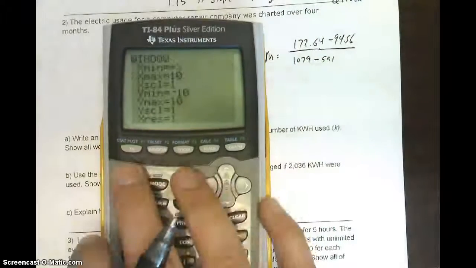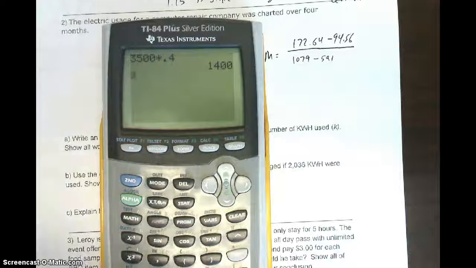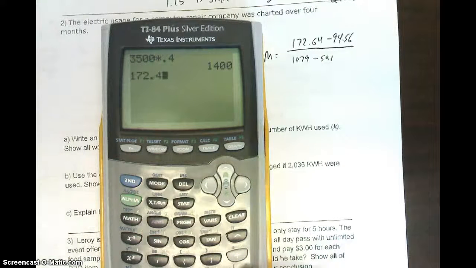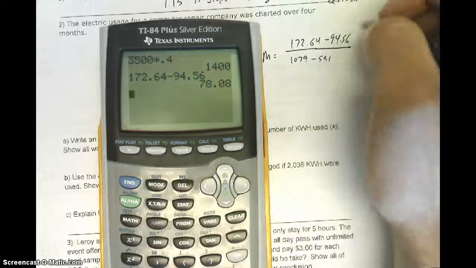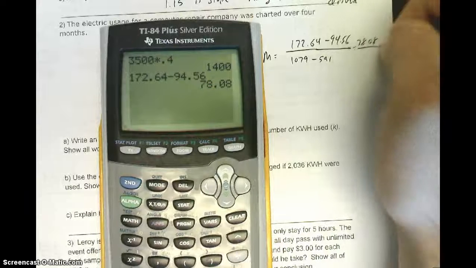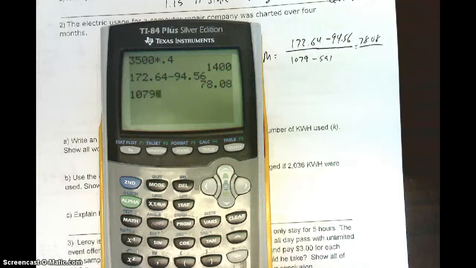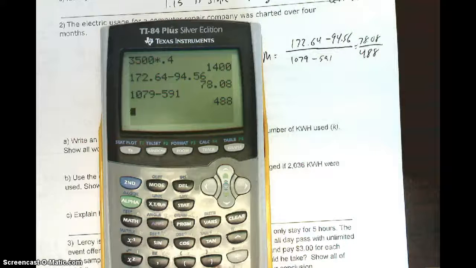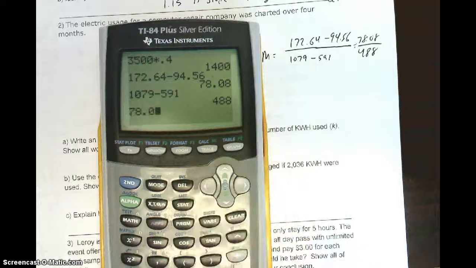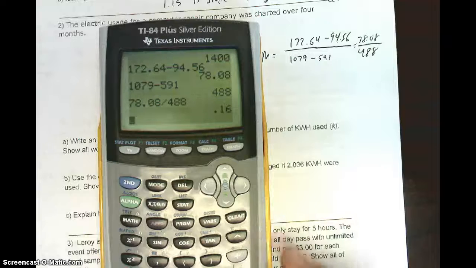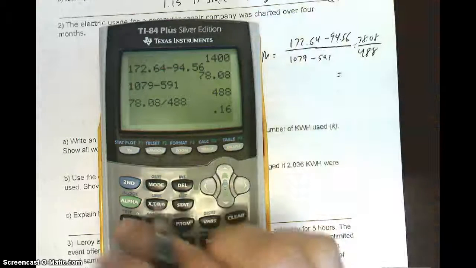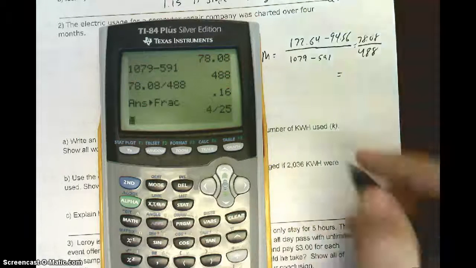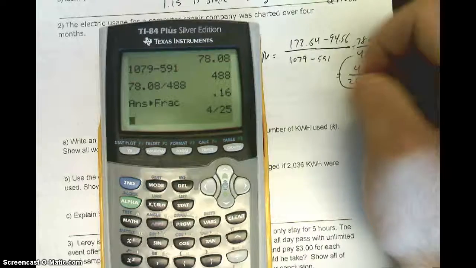I'm going to go ahead and put this right in my calculator. Okay, so 172.64 minus 94.56, 78.08, divided by 1,079 minus 591, 488. So 78.08 divided by 488 gives me a slope of 0.16. If I do math fraction, enter, 4 over 25. Okay?